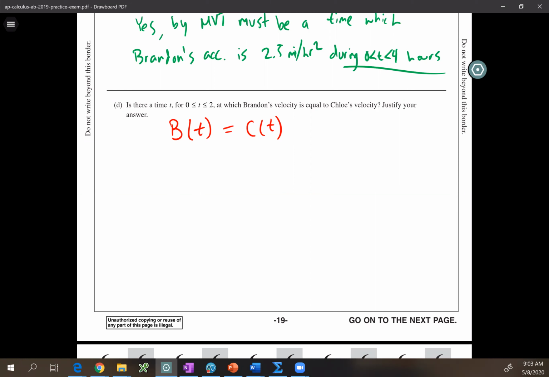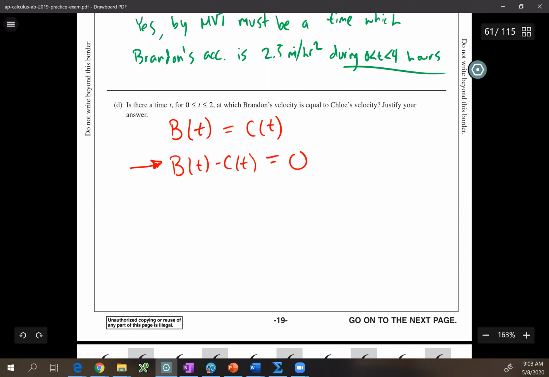But that's really hard to figure out. So what actually happens is we want to set B of t minus C of t equal to 0. And that's what's going to be a little bit tougher, finding that line here. Okay, and they only said between 0 and 2.